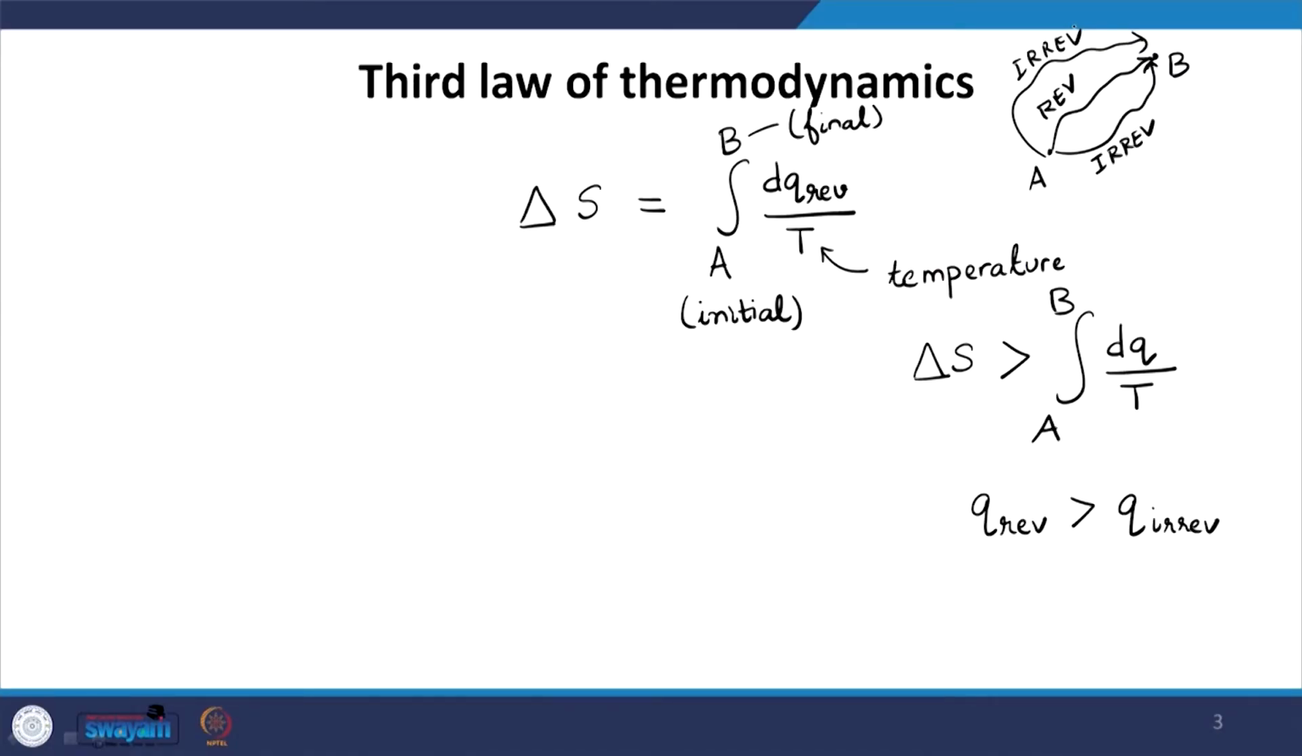So, now using this particular idea, if I define my initial state as the 0 Kelvin state, I can say that the entropy at any particular temperature minus entropy at 0 Kelvin temperature is equal to the integral from 0 to T of dq reversible by T, and by the third law of thermodynamics, this particular reference state, the entropy at 0 Kelvin, is assumed to be 0.